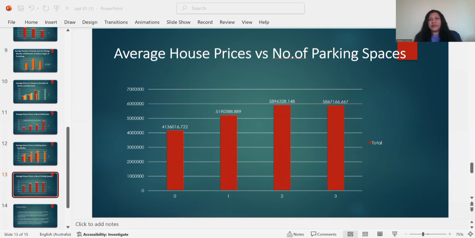The average price rises from $4.14 million with no parking to a peak of $5.90 million with 2 parking spaces. The price for 3 parking spaces is slightly lower at $5.87 million. This suggests the highest value is associated with 2 parking spaces.